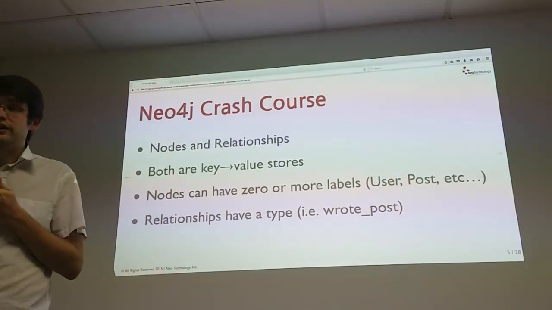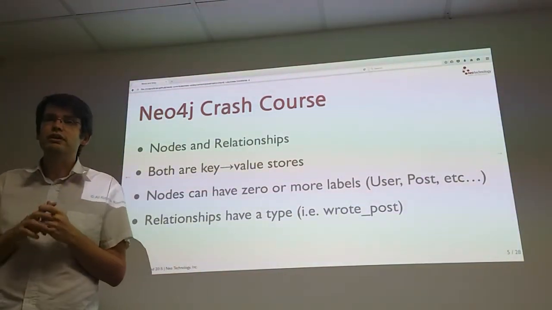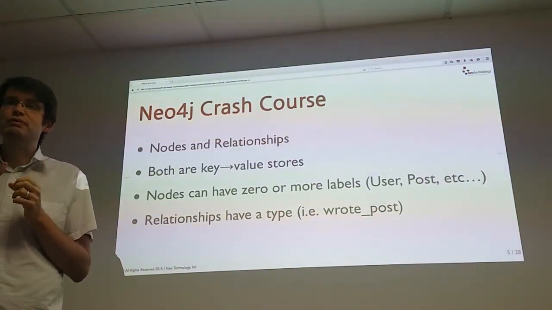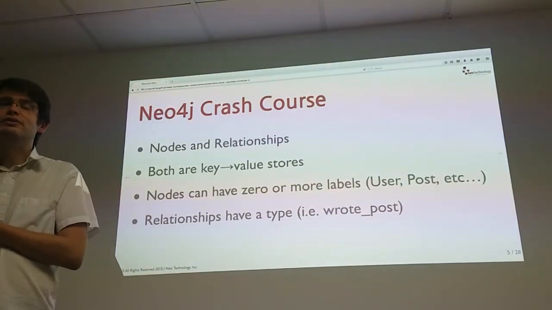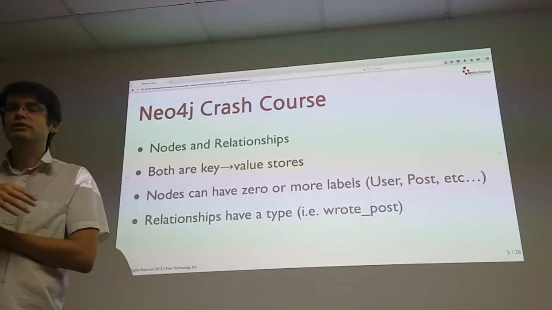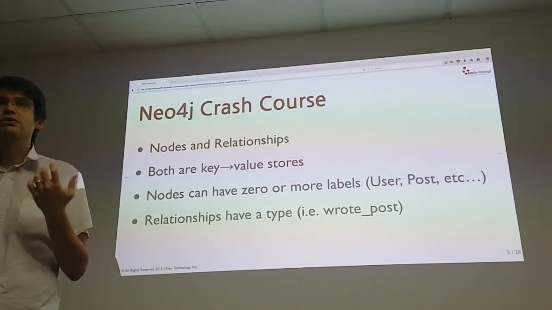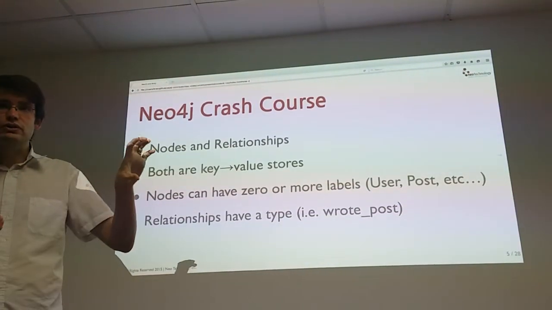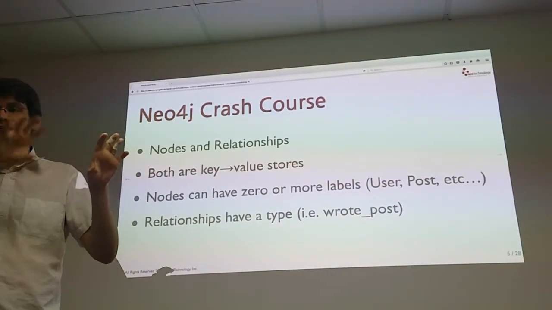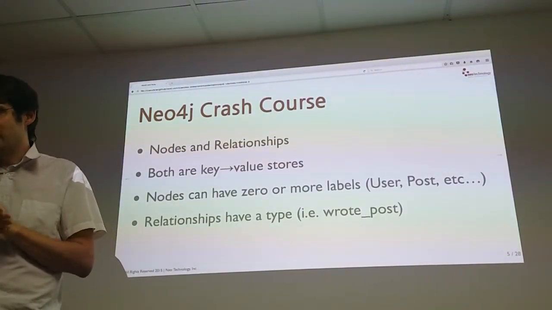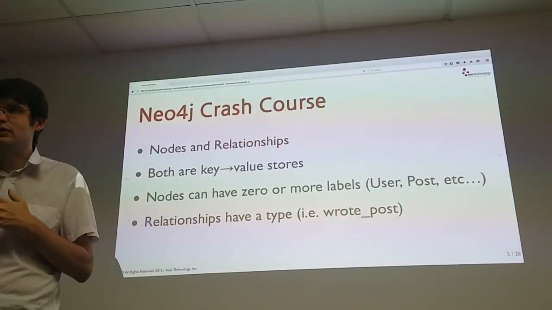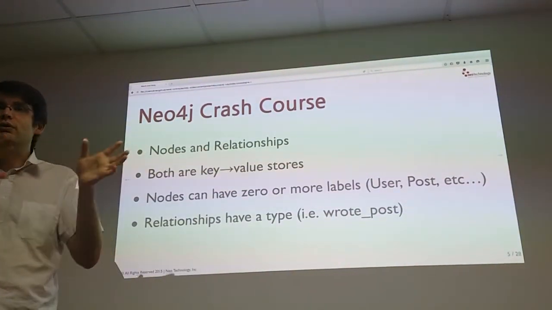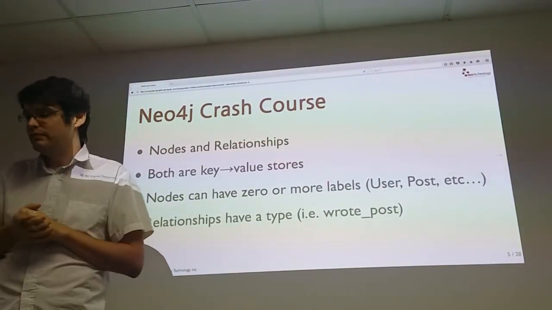Relationships have just one type, and they describe a relationship between two nodes. For example, a user wrote a post, so the type of the relationship would be wrote post. You can make it whatever you want. You could say post, you could say P, whatever. But I usually recommend making it work like a sentence: you have a user node, you have a post node, so you say user wrote post. That often works out pretty well, but you have a lot of flexibility. You can also say post written by user. You can go either way, whatever you're more comfortable with. It doesn't matter too much.